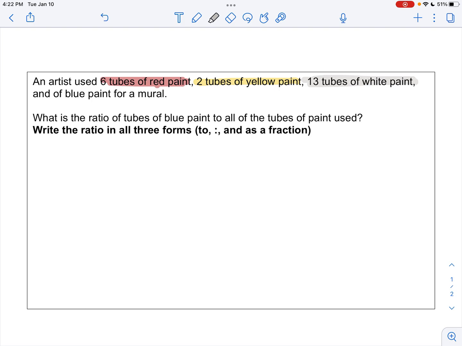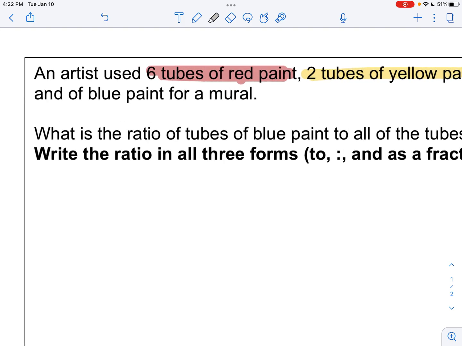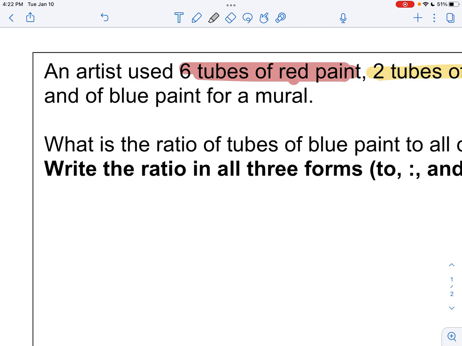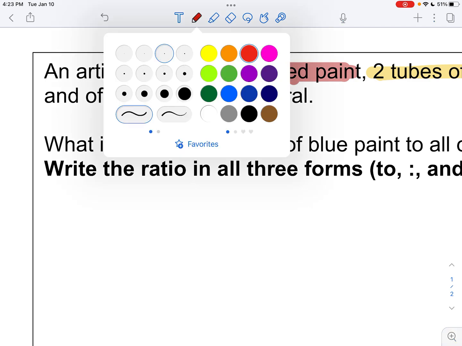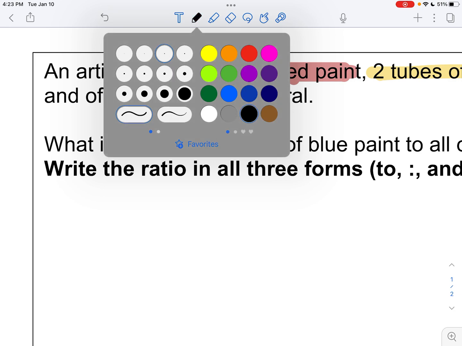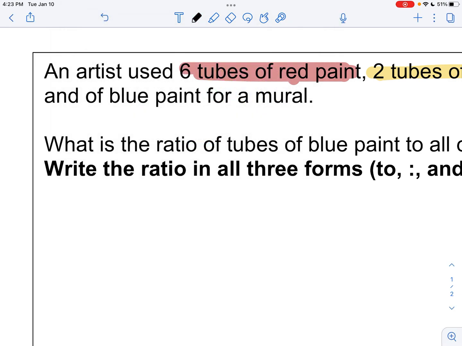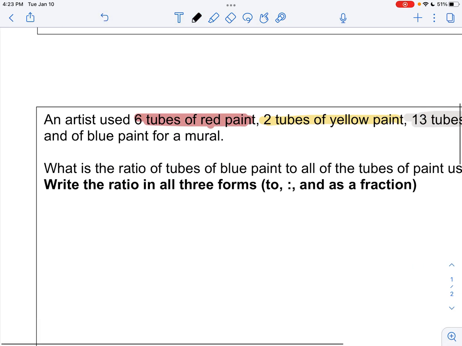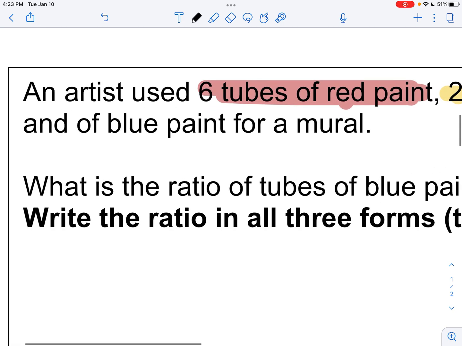Oh boy, it looks to me like we're not going to be able to do this problem because I made a really big mistake on this. It says, and blank of blue paint for a mural. Well, this is disappointing that I made this mistake, but if you watch this video, I'll give you a little bit of extra credit for having this correct answer. Let's make it 5. We'll call it 5 tubes of blue.